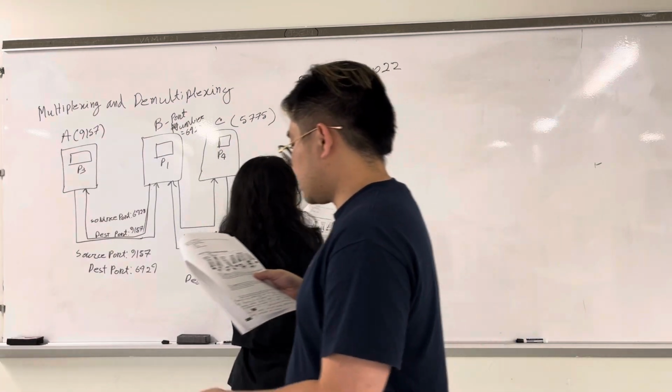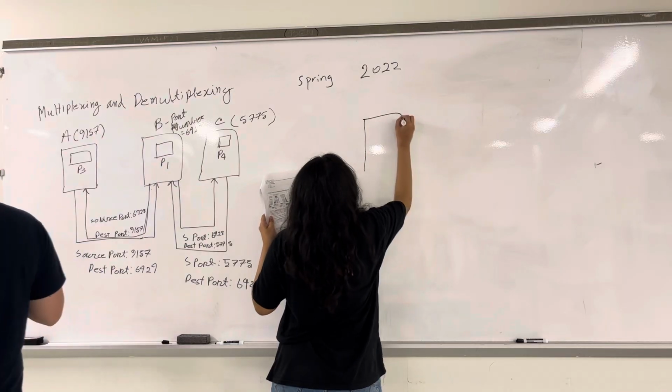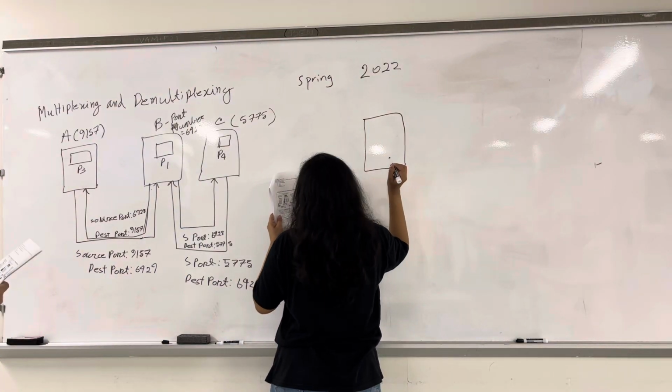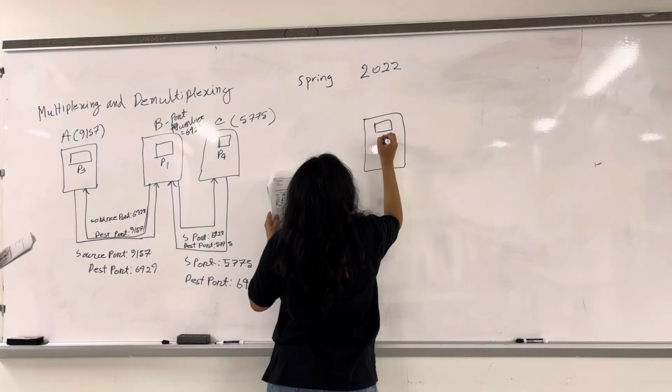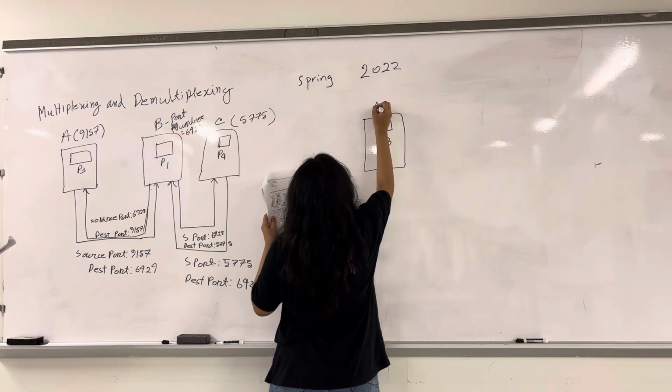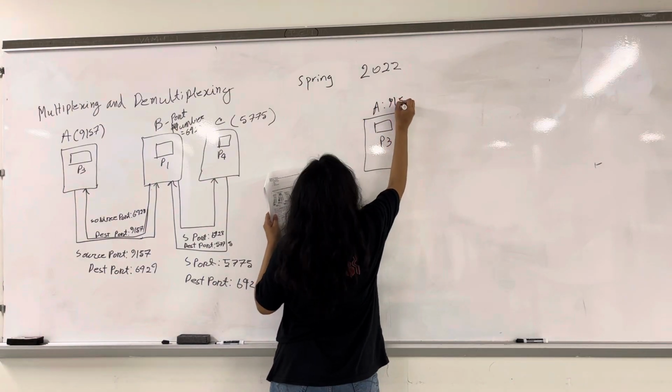So the next one is graph 2, graph 2 A1. Here it is P3A, which is 9157.